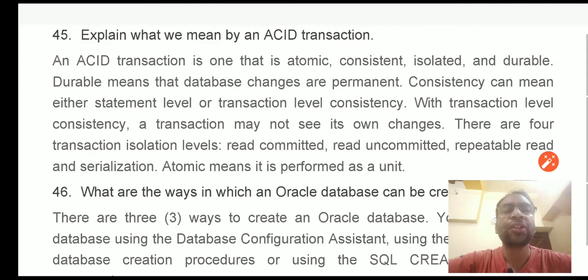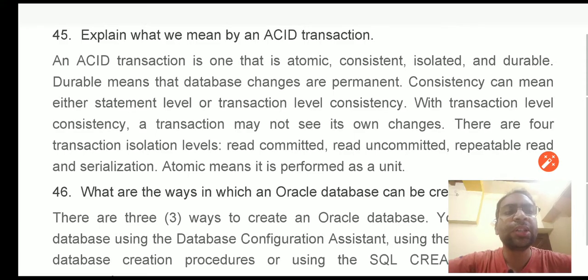One is the transaction must be atomic, it must be consistent. That means after the execution of the transaction, the database must be in a consistent form. The transactions must be isolated from each other, and the transaction must be durable. A transaction which attains all these four properties is known as an ACID transaction.